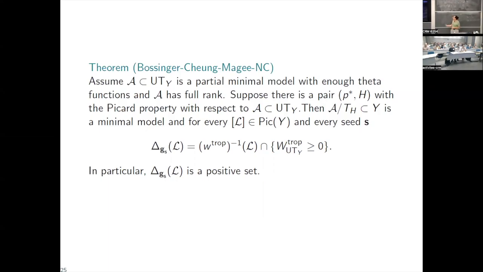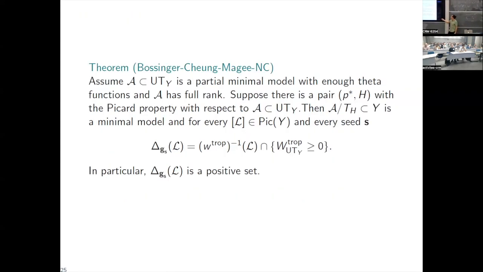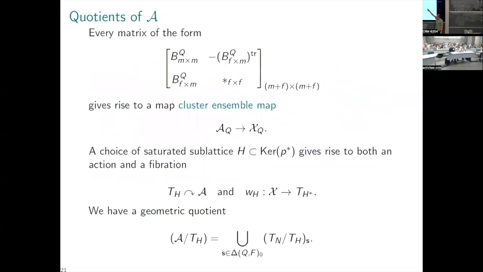Maybe something that I also forgot to say, in the case of the Grassmannian, there's something very interesting maybe for this conference: for this theorem, we need to find some P star and some H. In the case of the Grassmannian, this cluster ensemble map is just the Euler form of the dimer algebra arising in the categorification of the Grassmannian. So there's also an interesting connection with the categorification picture through this choice of P and H.